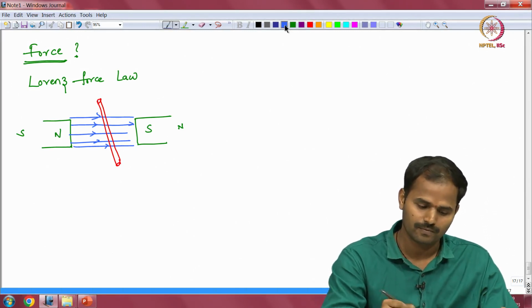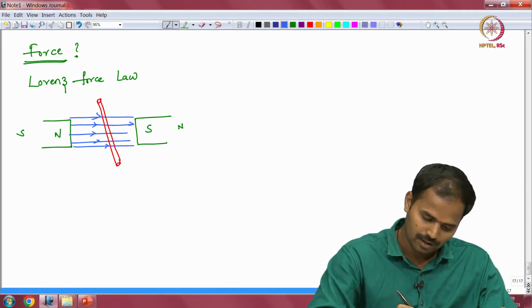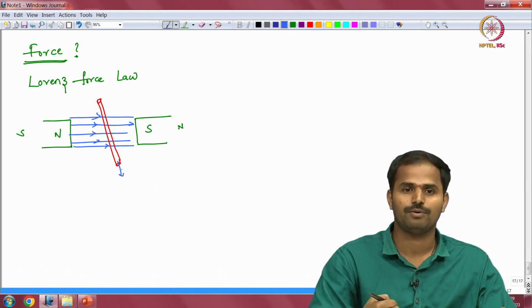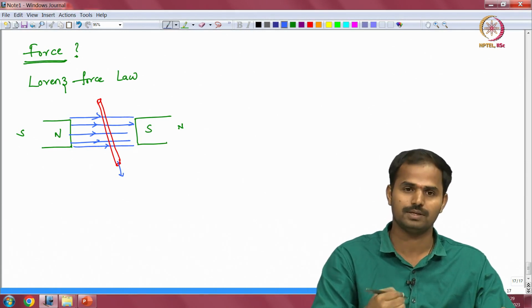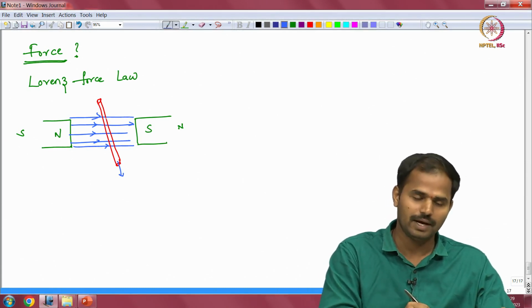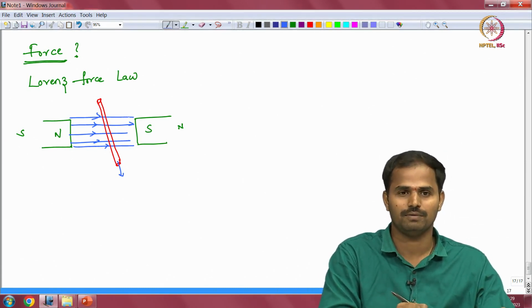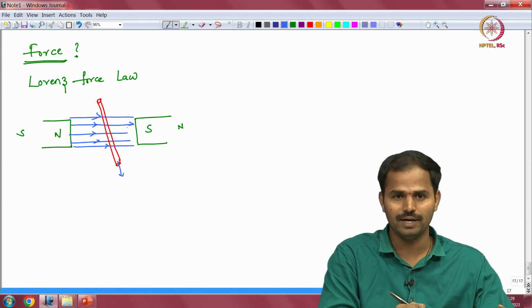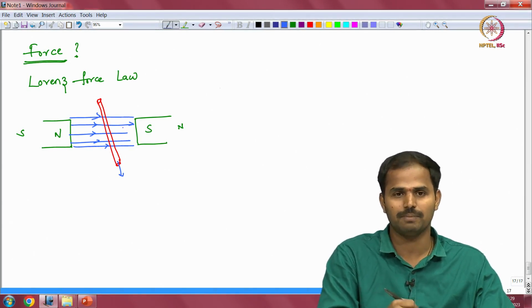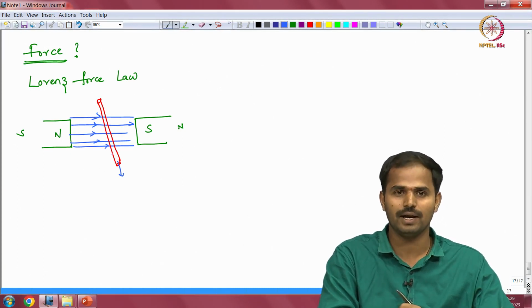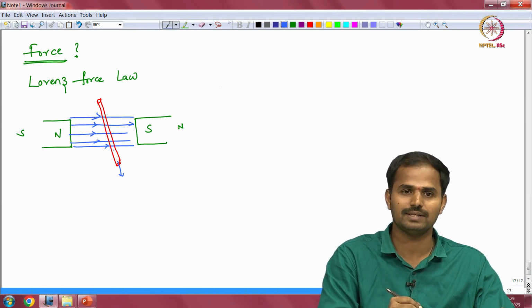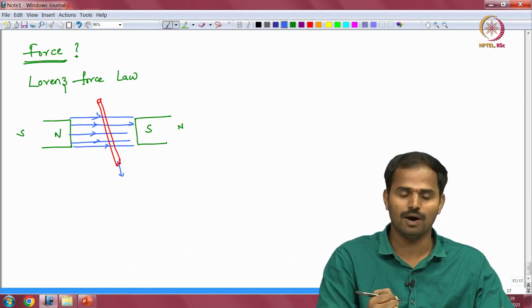Okay. If the current is coming out from the blackboard, or coming out from the system, then this current carrying conductor will also produce a magnetic field, right. Depending upon the attractions and repulsions of this magnetic field, the current carrying conductor will experience a force. Here current is coming out, right.